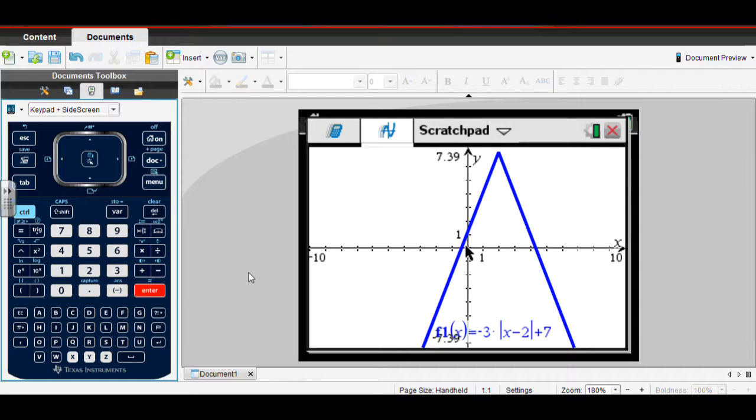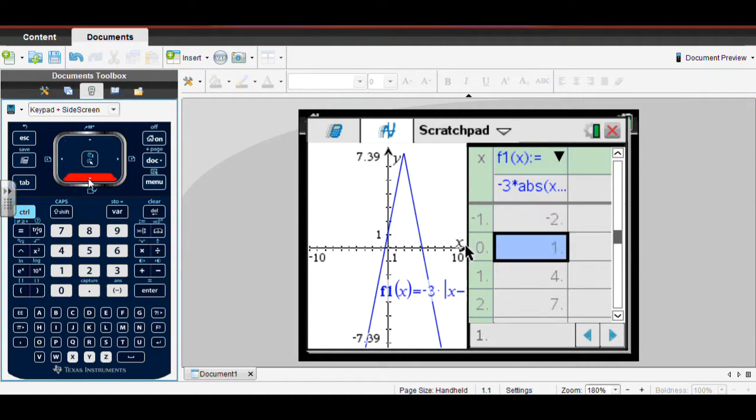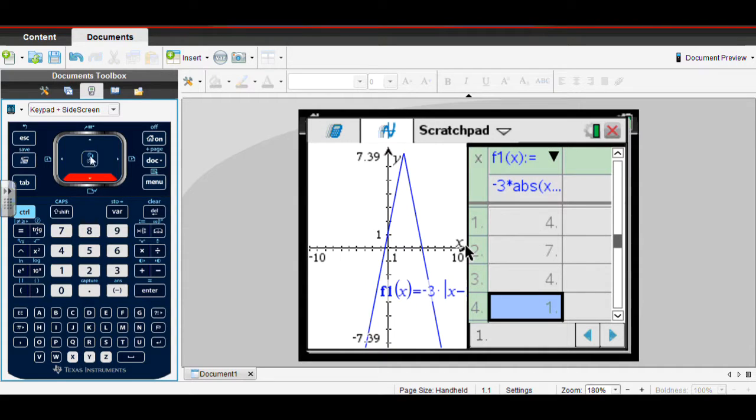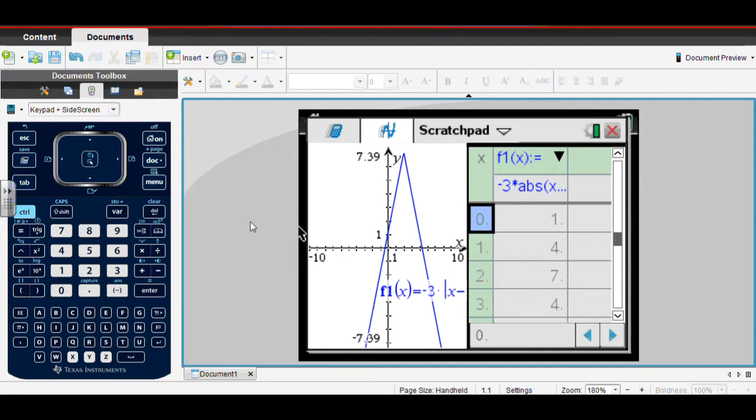Now we can go to the table to see where the points are. If you hit Control T, your table will come up on the right side of your screen, and you can either scroll upward or scroll downward to see different points on your graph. Since we want to start at 0, I'm going to go up to where x is 0, and I find that its y coordinate is 1. The x coordinate 1 has a value of 4 for its y.